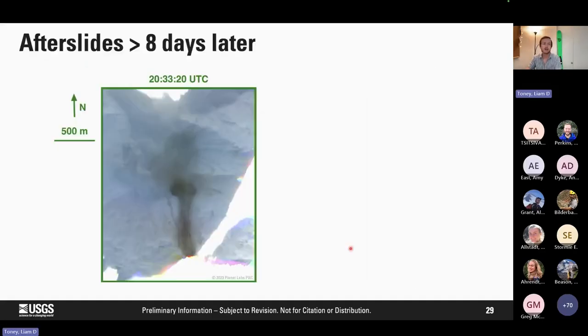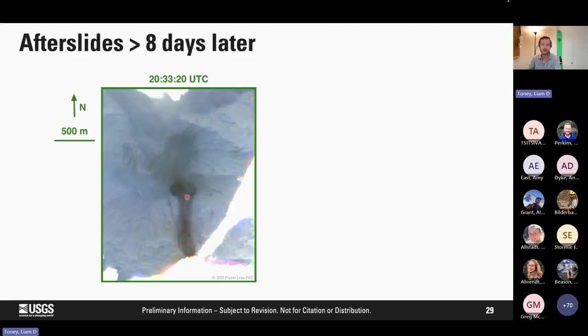In addition to some pre-event signals, we also observed some aftershocks. I was perusing the daily archive of Planet Labs imagery 8 days after the failure, just looking to see if we saw any evidence of extra aftershocks. And I saw an image like this, where it's very clear that this dark patch is indicating that we still have some active rockfall coming off from the source area, which is where my laser pointer is.